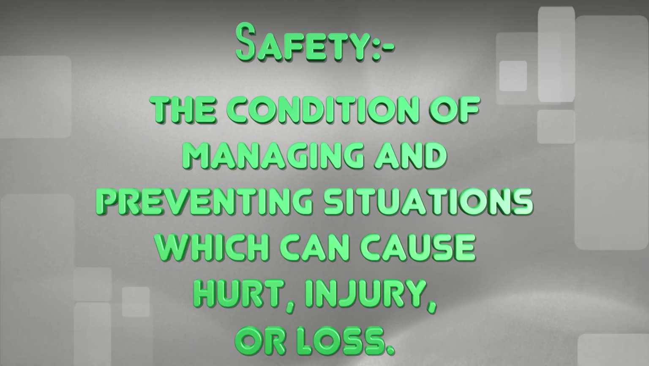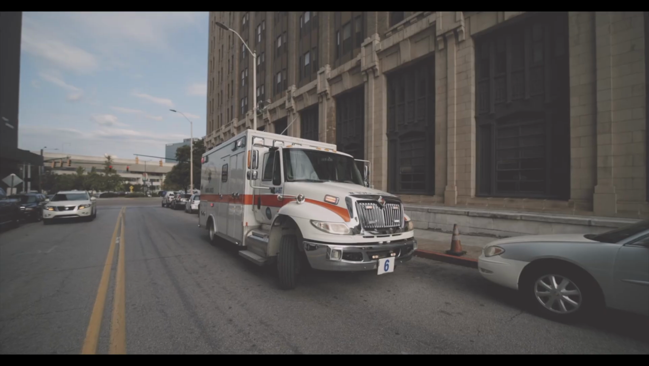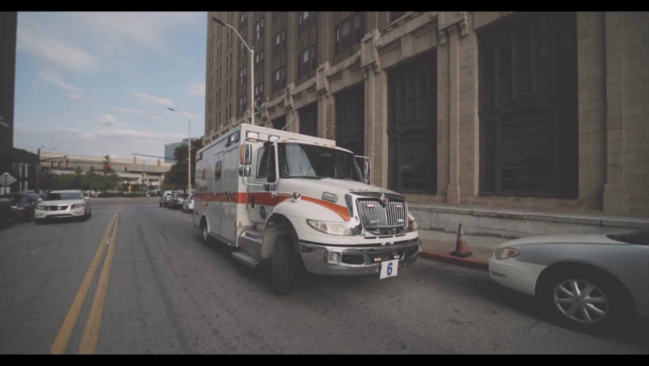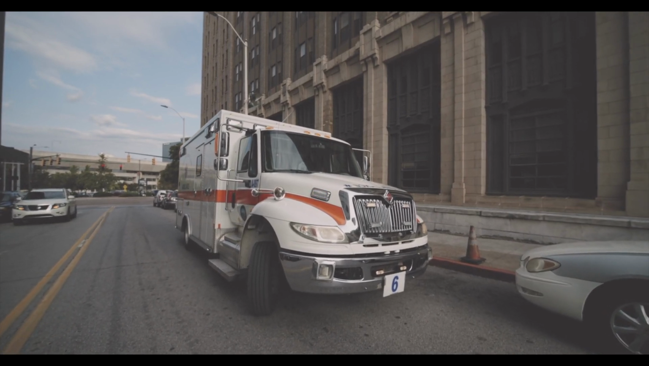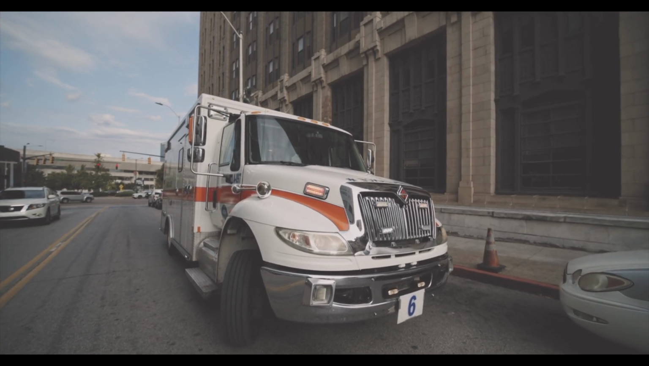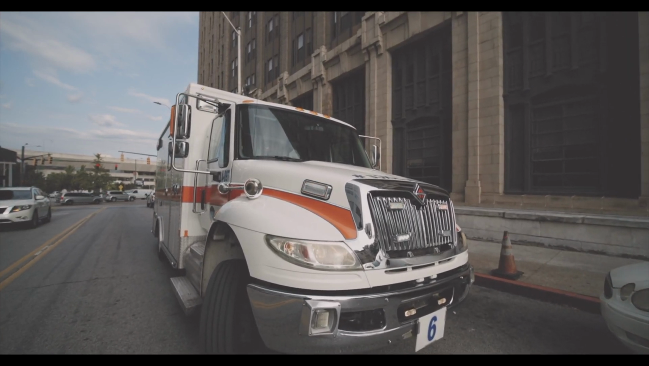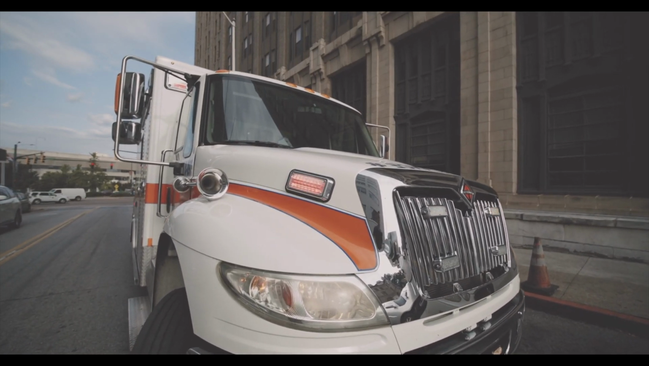As we begin, let us look at the definition for safety. Safety can be defined as the condition of managing and preventing situations which can cause hurt, injury, or loss. Safety and security, as well as comfort, are important to the physical environment, and it includes the prevention of fires and other accidents. Both people and possessions need to be protected.